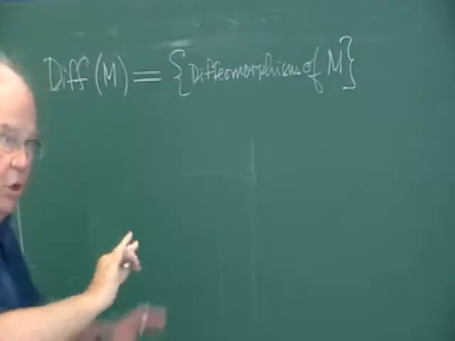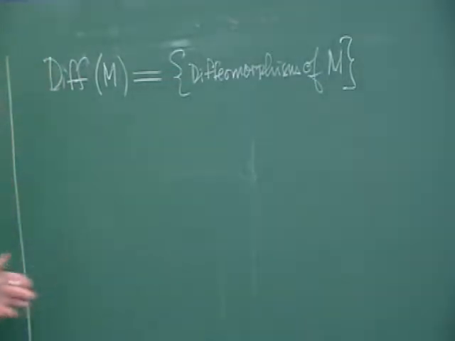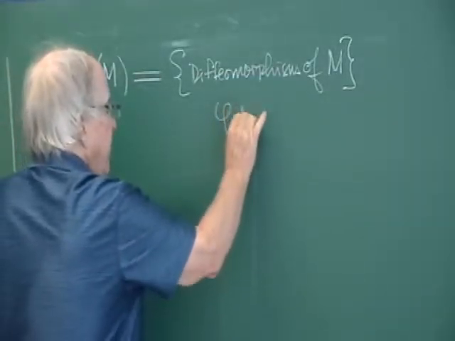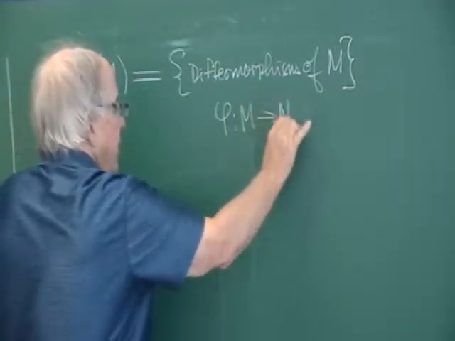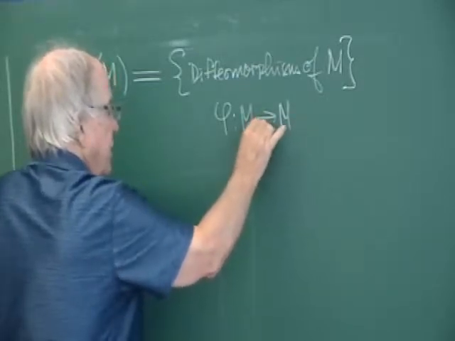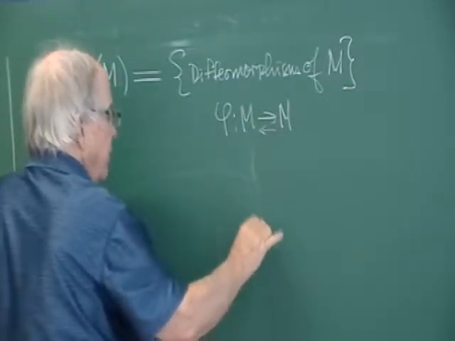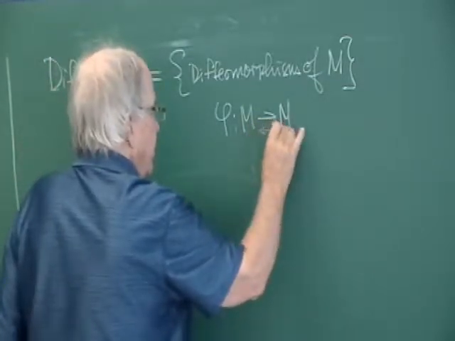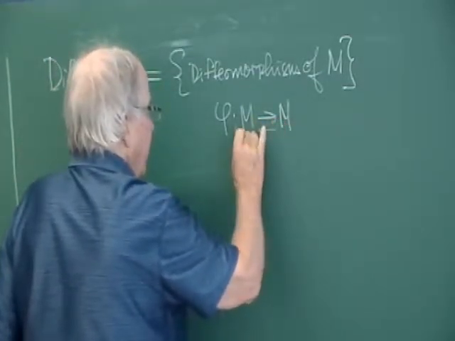And that means the globally defined mappings. Here, these are just local coordinate charts and so on. These mean the global mapping. So this means it's a self-map from M to M that has a differentiable inverse. So it's a differentiable map, which is injective, surjective, and so on, and it has a differentiable inverse.